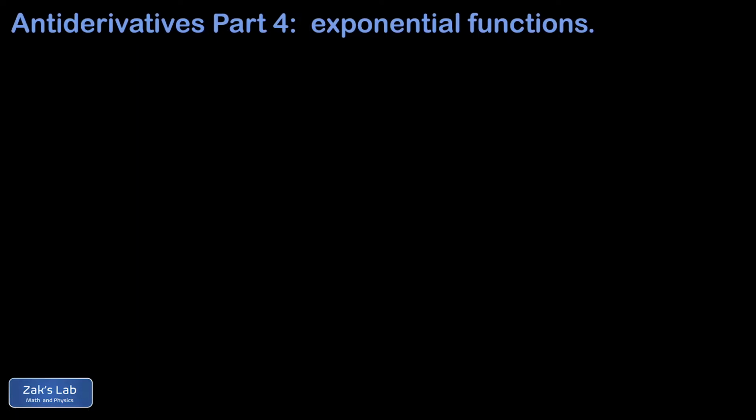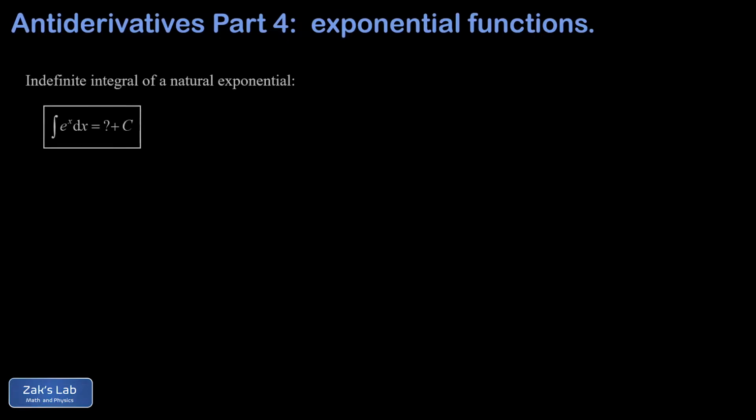This video is the fourth in a short series on antiderivatives and indefinite integrals, and this time we're looking at exponential functions. We start with the easiest case, the natural exponential function e to the x. We're trying to figure out the antiderivative of e to the x, the thing we differentiate to get e to the x, and then we have the plus c on this indefinite integral to make it the most general antiderivative.